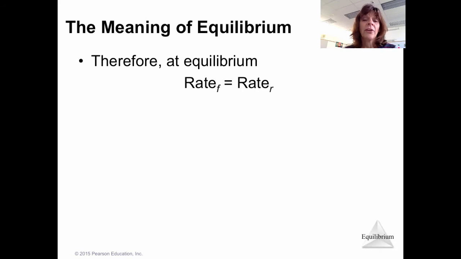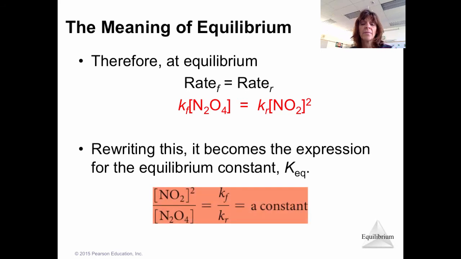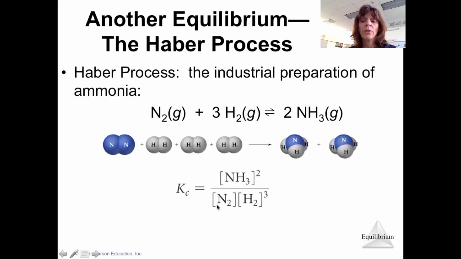Since we know that the forward and the reverse rates are equal to each other, we can set them equal to each other. Now, if we rearrange so that we have the concentrations on one side and the constants on the other, we get this. So we've got the product raised to its coefficient divided by the reactant. That will equal the ratio of the forward to the reverse rate constants.